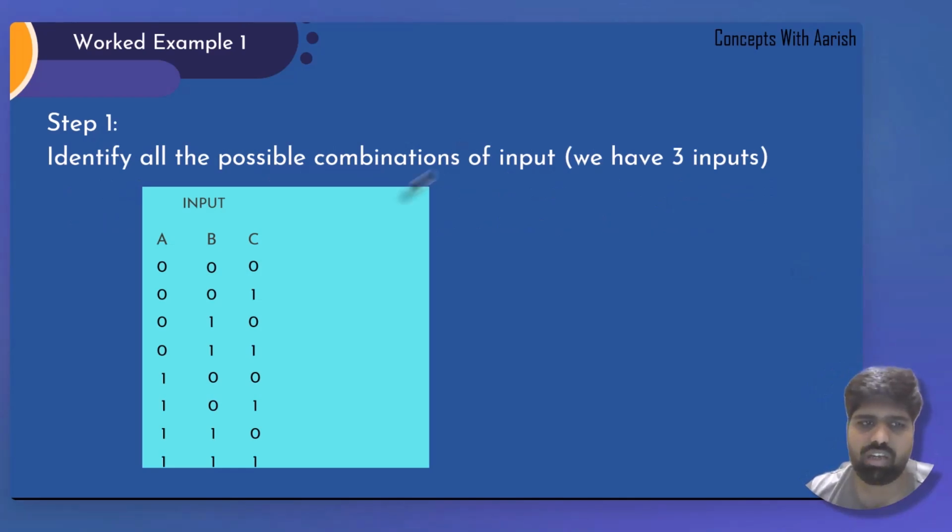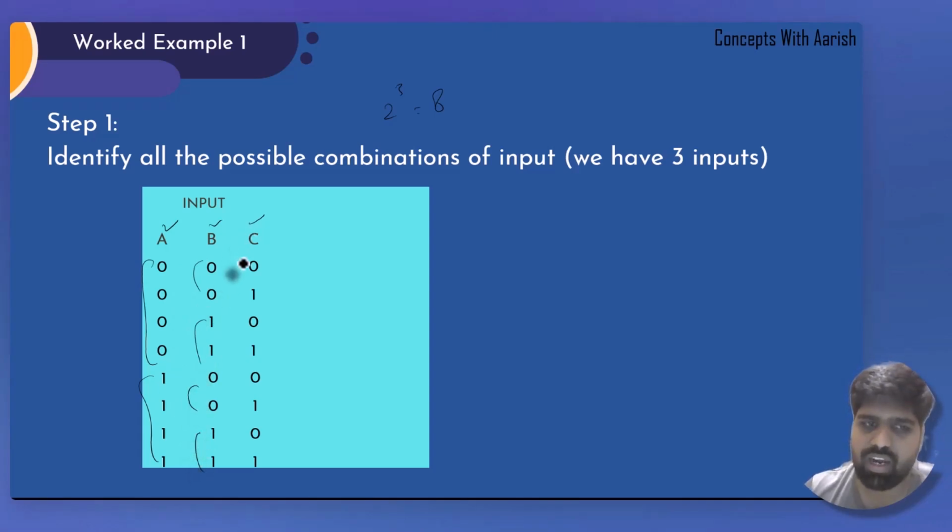Starting, we have to make the truth table. We learned in the previous video that if there are 3 inputs, A, B, and C, then 2 raised to the power 3 gives you 8 combinations in total. So first of all, 4 zeros, 4 ones, then 2 zeros, 2 ones, 2 zeros, 2 ones, and then 0 1 0 1 0 1, and let's add the symbols.